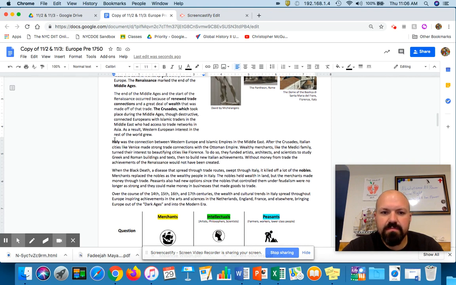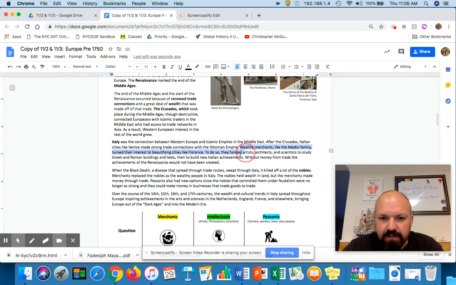Italy was the connection between Western Europe and Islamic empires in the Middle East. After the Crusades, Italian cities like Venice made strong trade connections with the Ottoman Empire. Wealthy merchants like the Medici family turned their interest into beautifying cities like Florence. To do so, they funded artists, architects, and scientists to study Greek and Roman buildings and texts, then to build new Italian achievements. Without money from the trade, achievements of the Renaissance would not have been created.